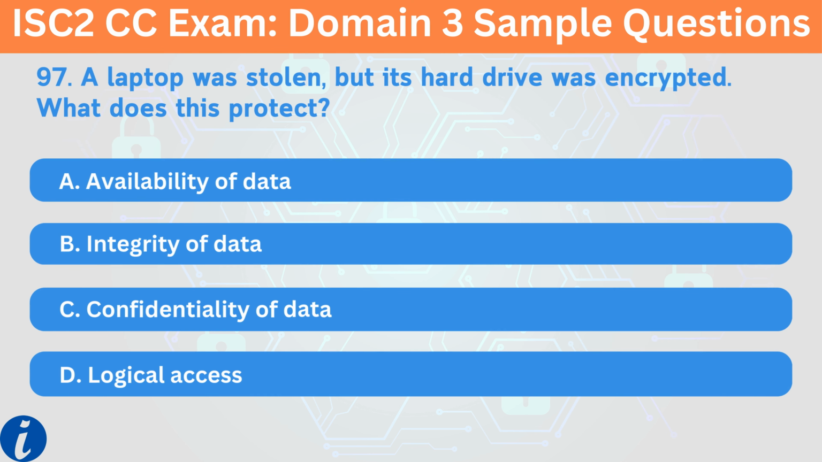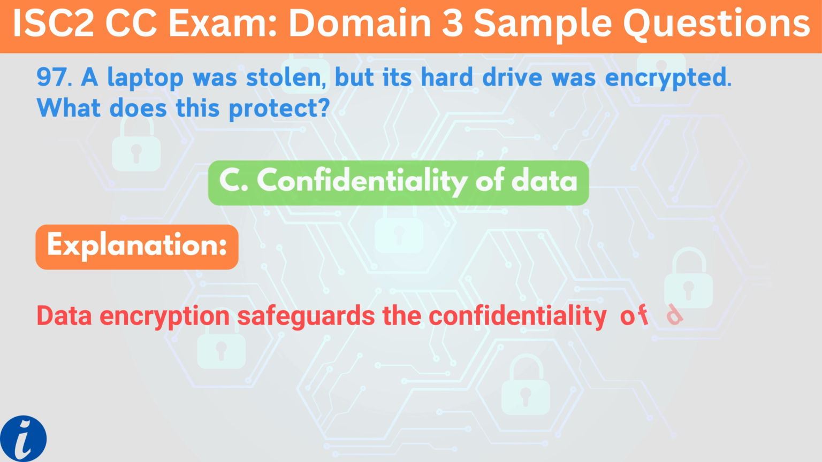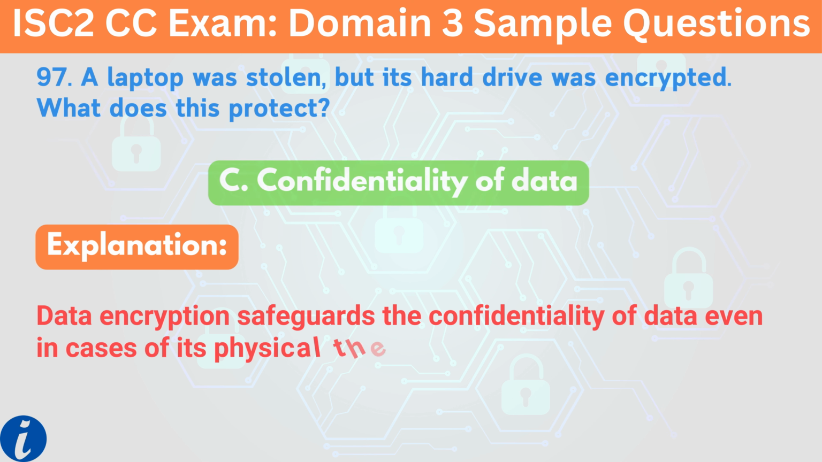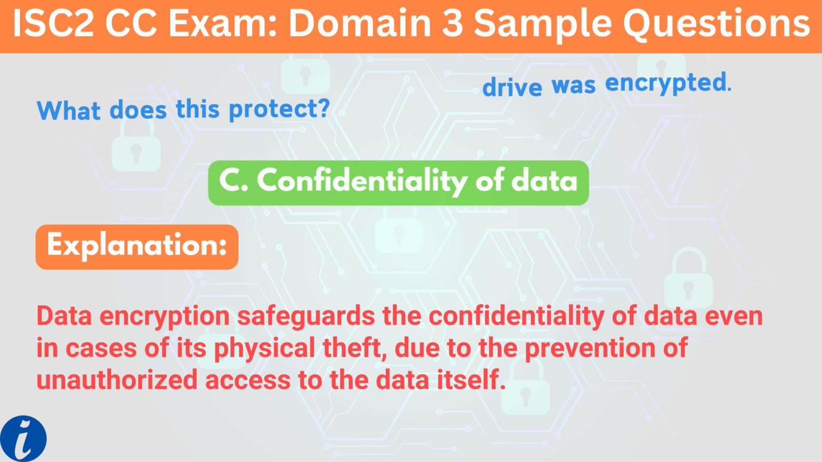97. A laptop was stolen, but its hard drive was encrypted. What does this protect? A. Availability of data. B. Integrity of data. C. Confidentiality of data. D. Logical access. The correct answer is C. Confidentiality of data. Explanation. Data encryption safeguards the confidentiality of data even in cases of its physical theft, due to the prevention of unauthorized access to the data itself.